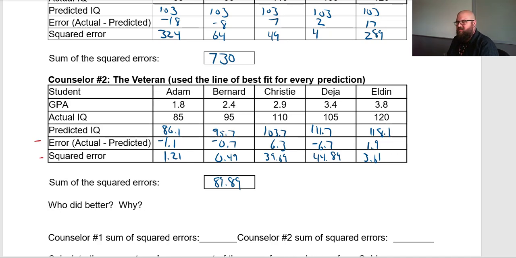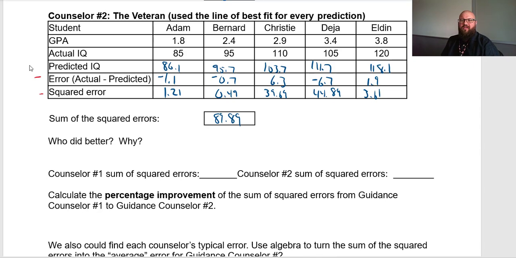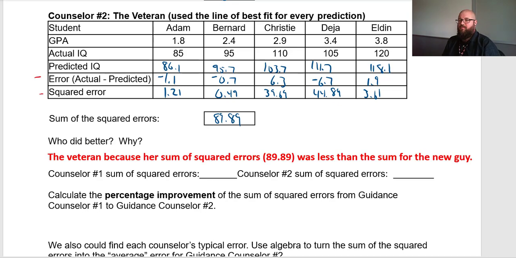So let's think about this. Who did better and why? Well, looking at it, it should be the veteran did better, because her sum of the squared errors, which was 89.89, was less than the sum of the new guy squared. So again, we'll say the veteran because her sum of the squared errors, which was 89.89, was less than the sum of the new guys. And right there, as we said above, we had 730 for counselor 1, and the sum of those errors was 89.89 for number 2. That's all I was asking there.